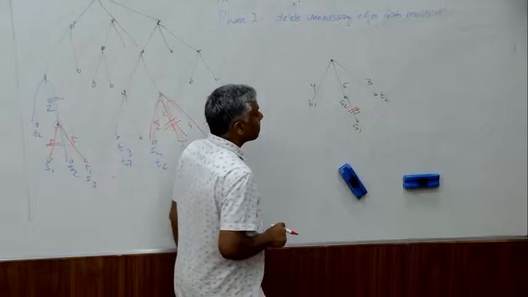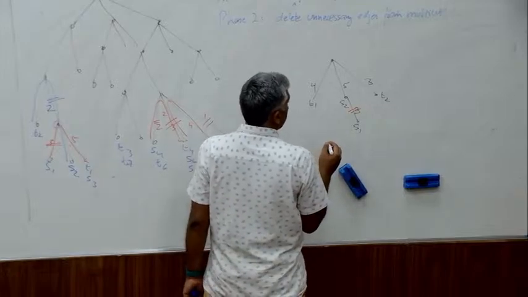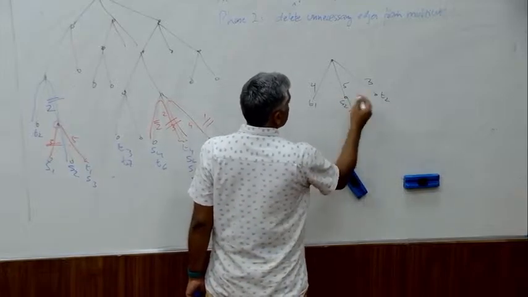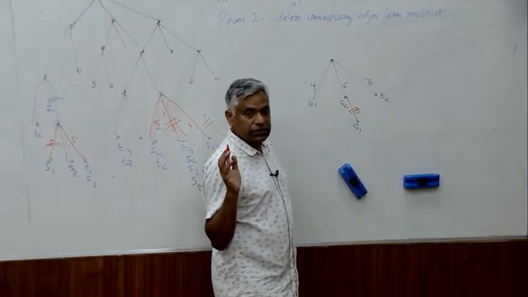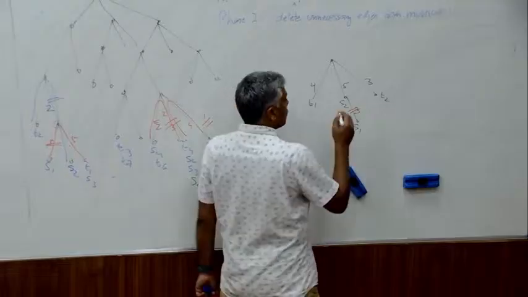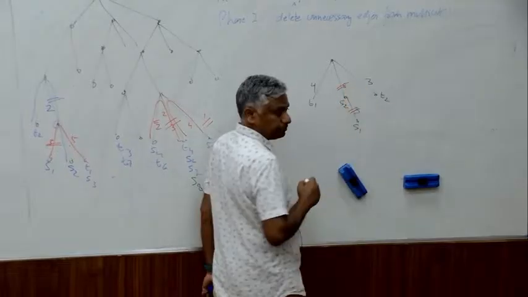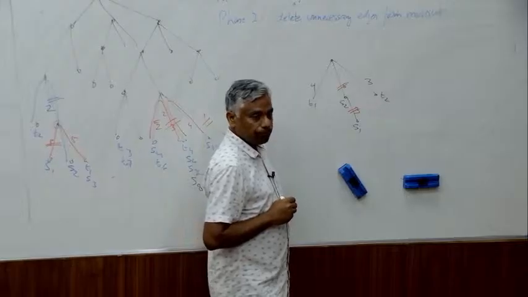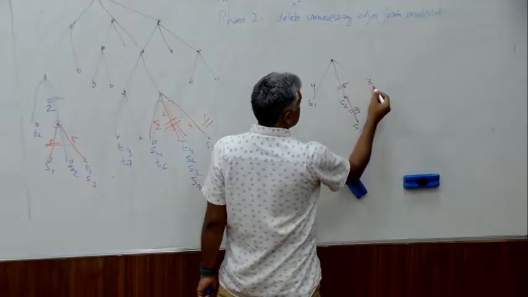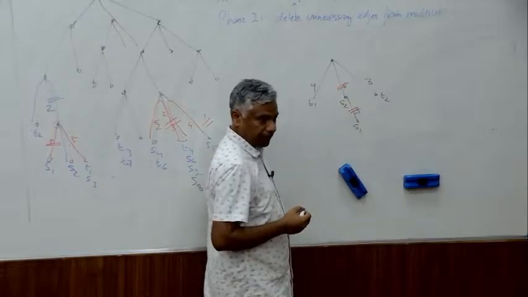Then I'll go and route S2 T2. How much can I route? 2 units. Everyone is with me? And which edge goes tight? This edge goes tight. 2 units from here to here. This is 3, this is 2, and this edge goes tight.